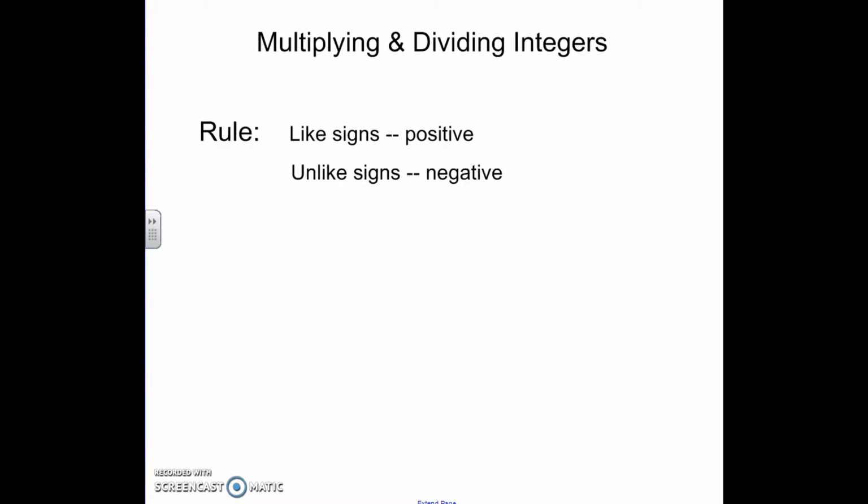Multiplying and dividing integers, or multiplying and dividing positive and negative numbers, is simpler than adding and subtracting integers. The rule says if your signs are alike, you either multiply or divide, and your answer is going to be positive. But if your signs are not alike, your answer is negative. It's super easy. Let me show you what I'm talking about here.